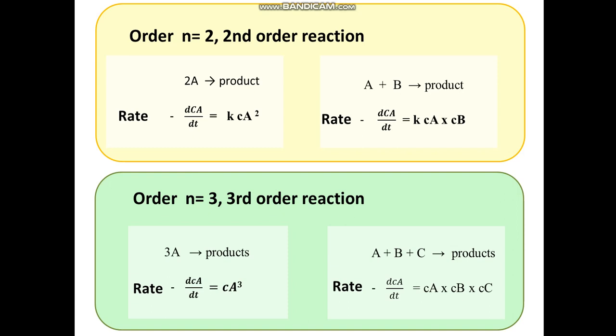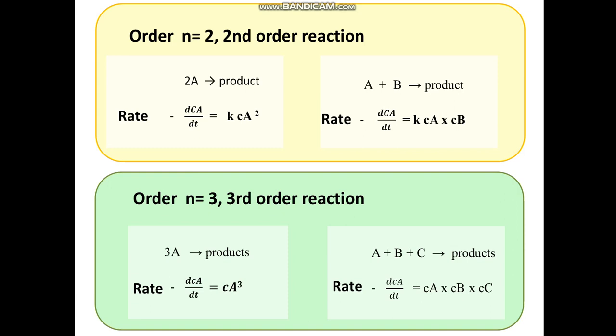For order n is equal to 3, the third order reaction in which the reactants are of the same type, 3A giving products, the rate is minus dCA by dt is equal to K into CA the whole cube. Please see the error, I forgot to type K there. So please read it as minus dCA by dt is equal to K into CA the whole cube. That is, the rate of disappearance of A is directly proportional to the third power of the concentration of the reactant.